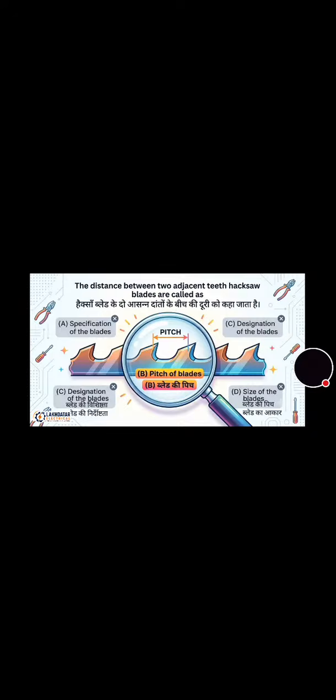Now move towards the next question, very important question. What is the name of atomic material used for nuclear fission in nuclear power stations? And we have given the four options, and correct option is option B, that is thorium. Now move towards the next question.